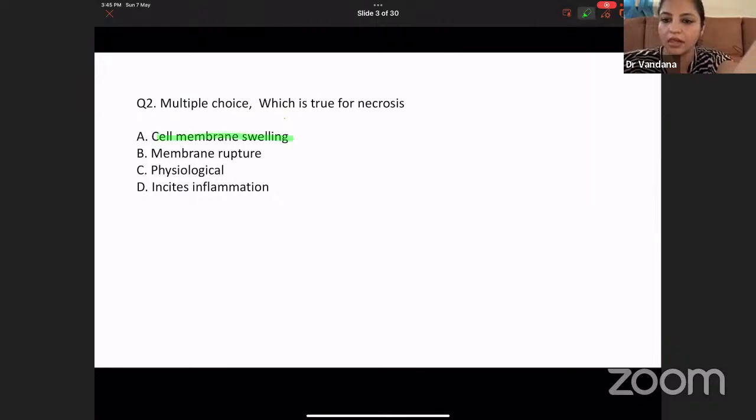Okay, so cell membrane swelling occurs, membrane rupture occurs, and it incites inflammation. So all these are true. It's the multiple choice answer. So I'm sure all of you were able to answer the question correctly. Right. So let's go to the next question.